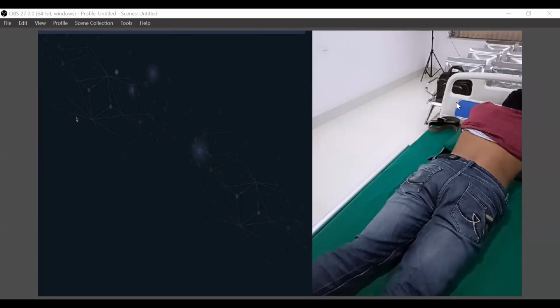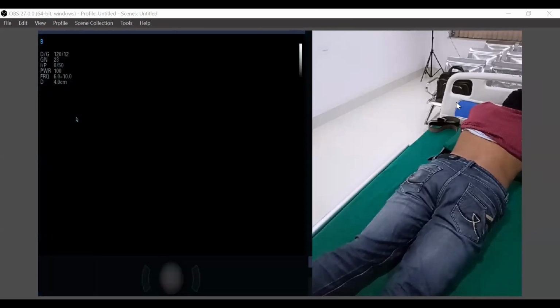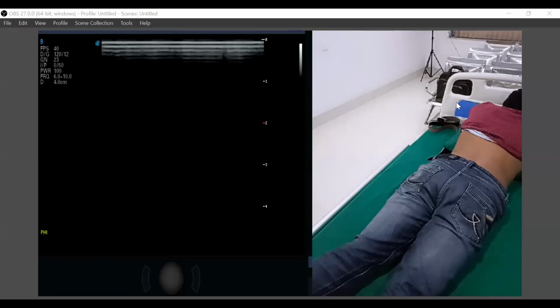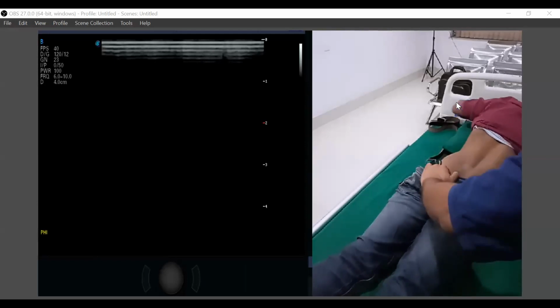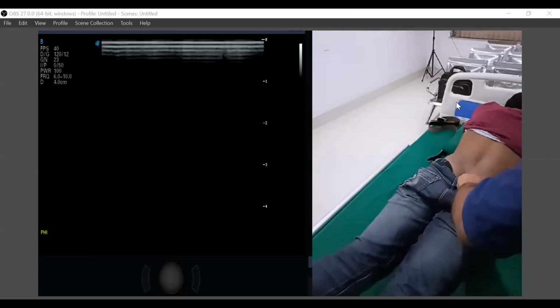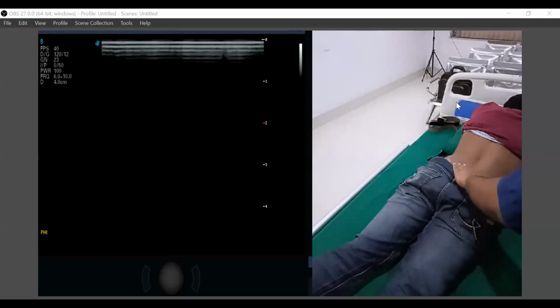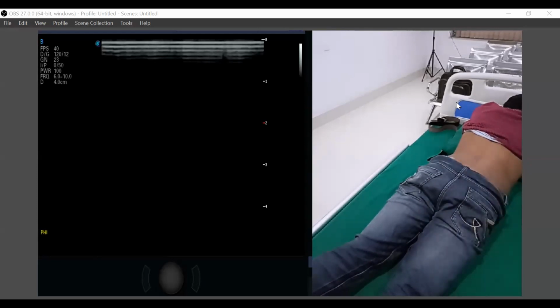So here first I am selecting the probe. Here I am selecting first the linear probe with the musculoskeletal mode. Fine. So can you see?